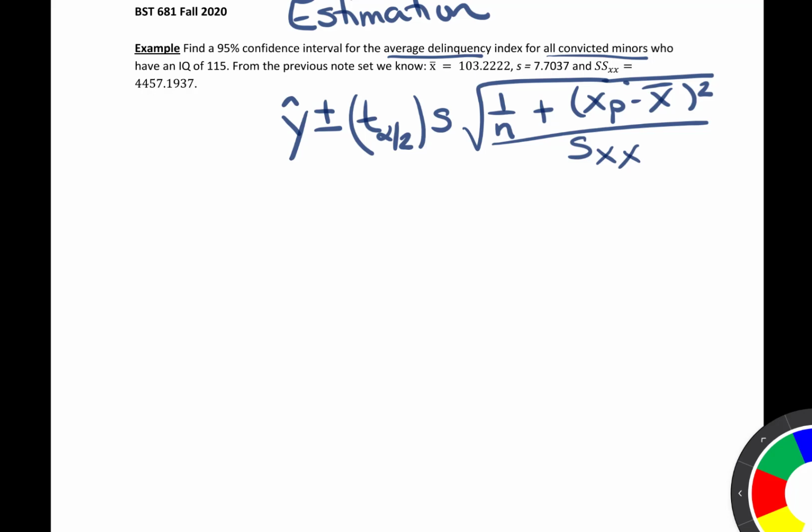It ends up that this is the exact same value that we found in our previous example from our previous note set, where we found that t alpha divided by 2 was equal to 2.1199. So you find that the exact same way. Now, if we had asked for a 90% or 99% interval, then of course that value would change. It just happens that we have the same degrees of freedom on our t distribution, and we're finding the same level of confidence as that previous problem.